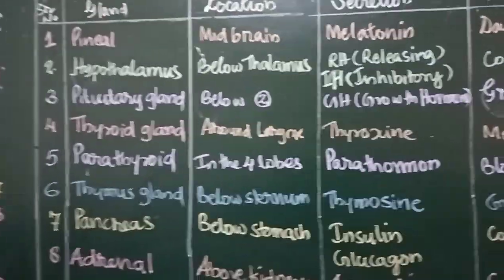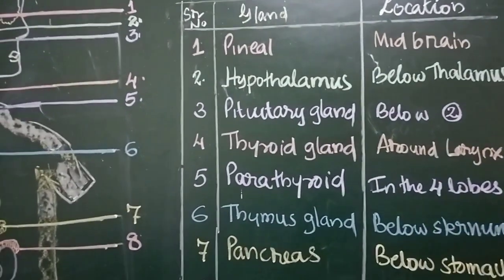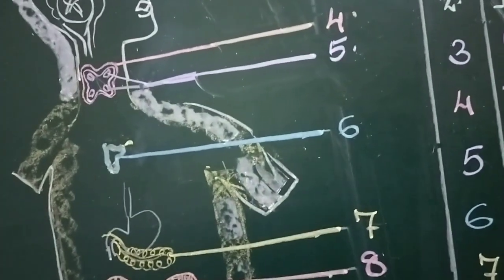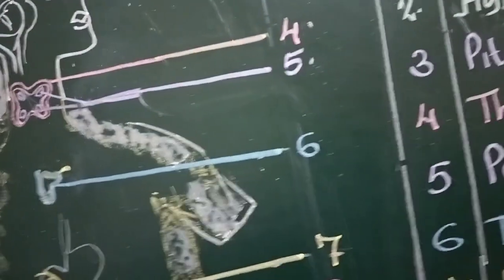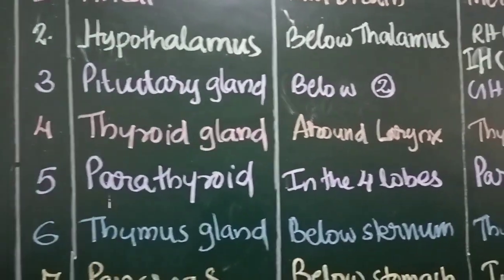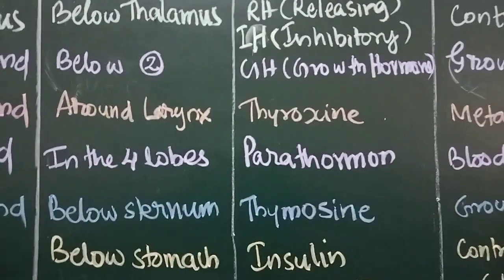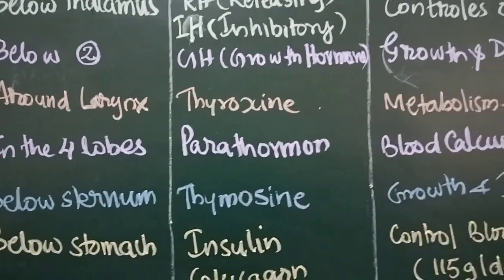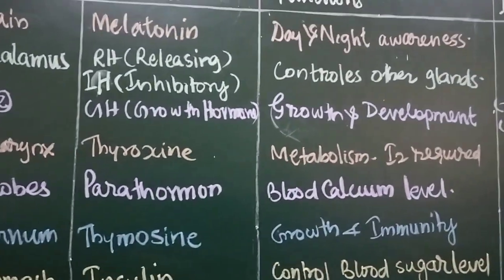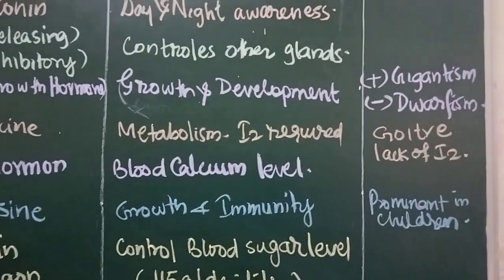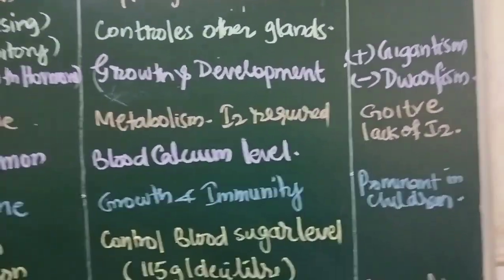Okay, another important gland, the sixth one, is the thymus gland, which is located just below the sternum or breastbone, and is very active in children. It secretes a group of hormones known as thymosins, which are also required for growth and development and also provide immunity. They are prominent in children.